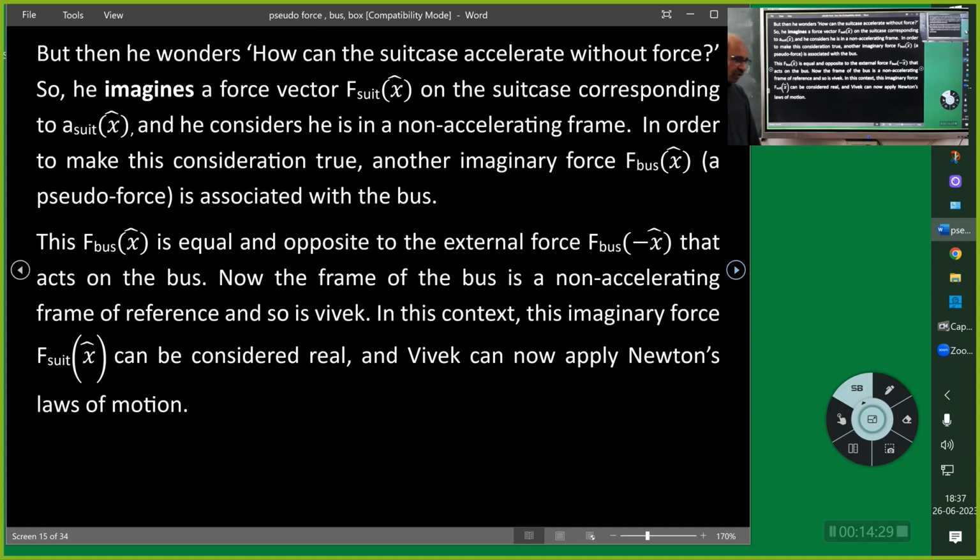So your question was, while traveling in a bus, if the driver applies brakes, why do things move forward? Okay? So for the question that you asked, the answer is this. Okay? Fine.